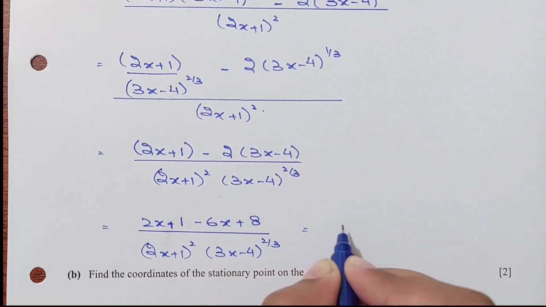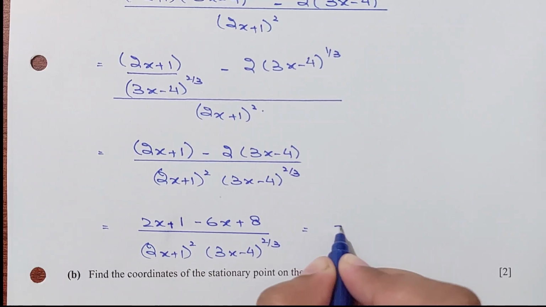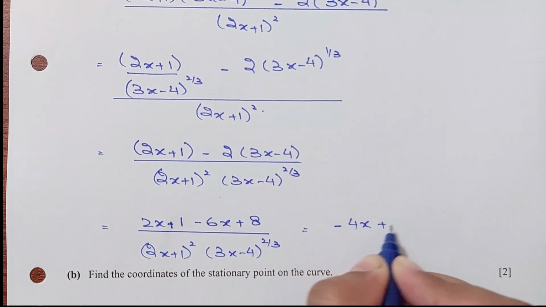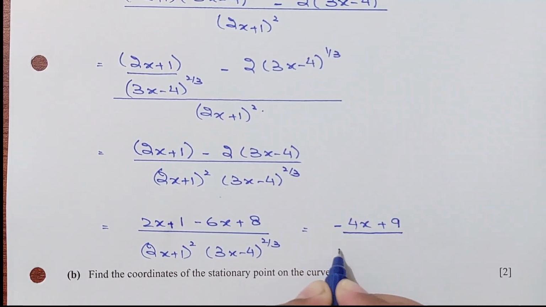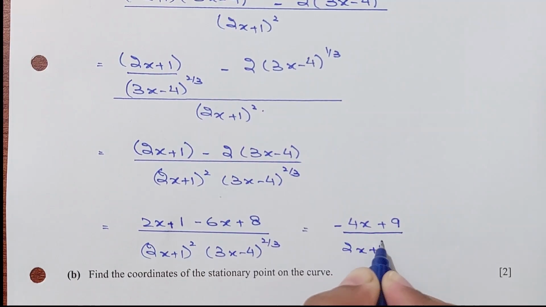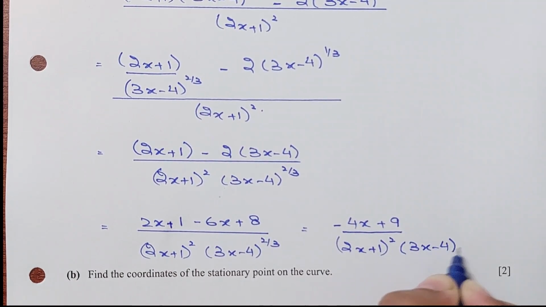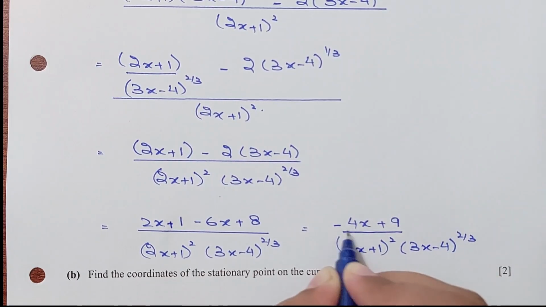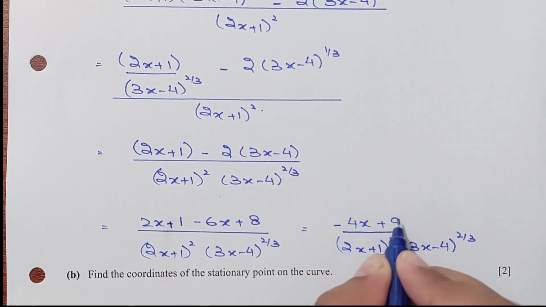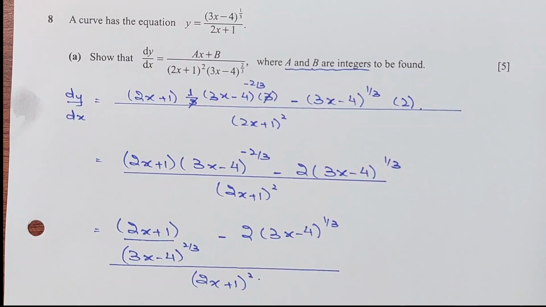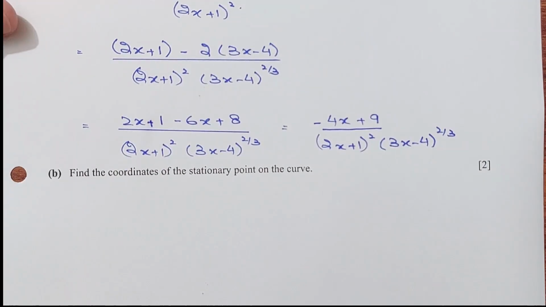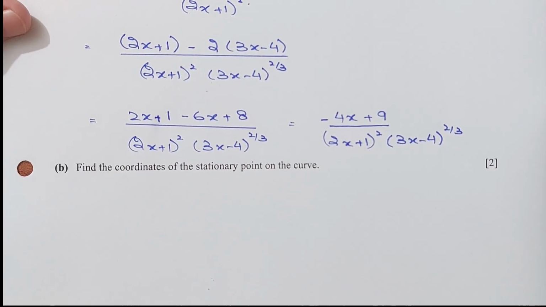Right, so now we have (-4x + 9) divided by (2x + 1) squared, times (3x - 4) to the power 2/3. So it is ax + b, where a is -4 and b is 9, and these two should be integers. Now for part B, find the coordinates of the stationary point on the curve. The coordinates of the stationary point are found when the derivative equals 0.